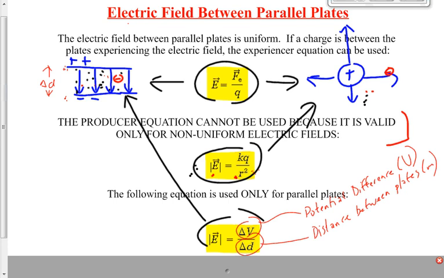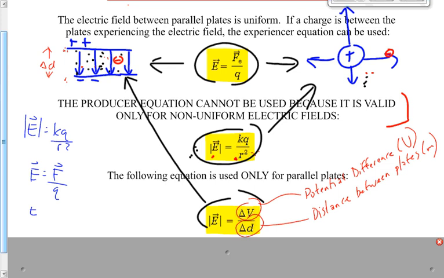So what I like to do at this point is, we got 3 equations now for electric fields. For the math people in here, I like to draw a little Venn diagram. Here we got our first equation. This is our producer equation, KQ over R squared. Here we have our experiencer equation, E is equal to F over Q. And here we have our new equation, E is equal to delta V over delta D.